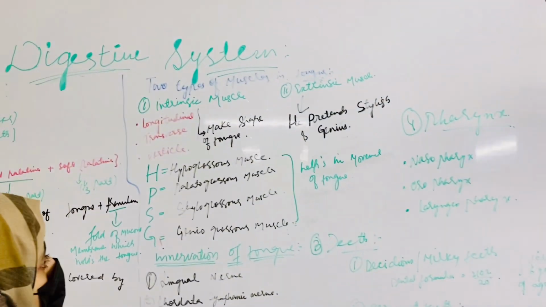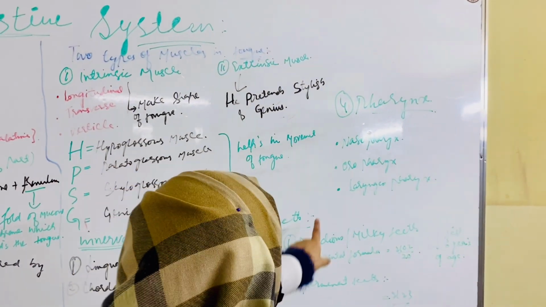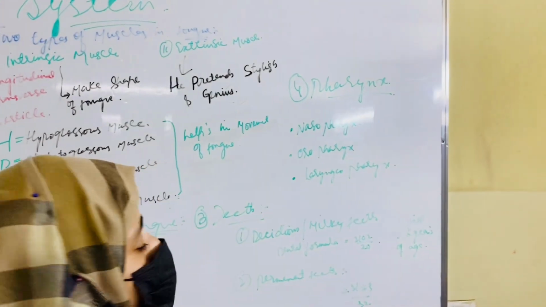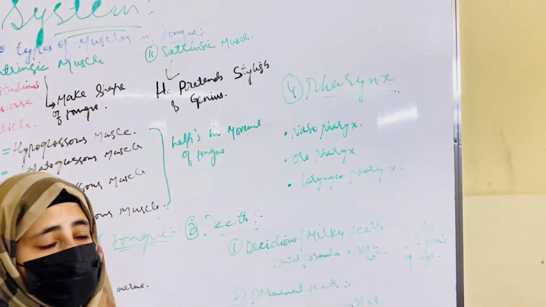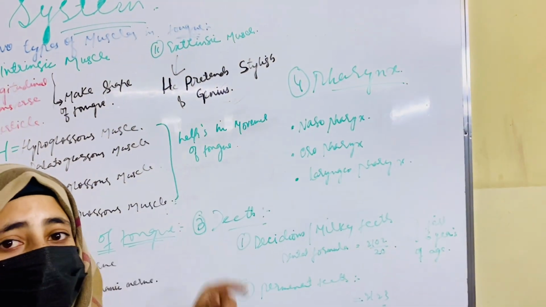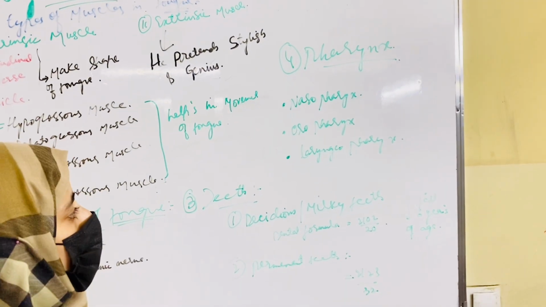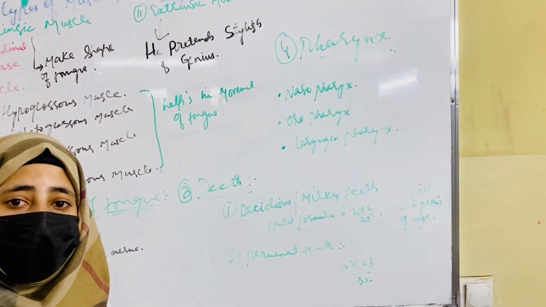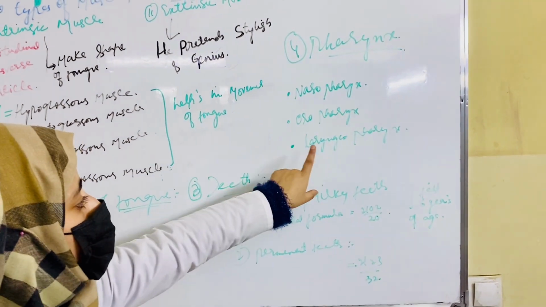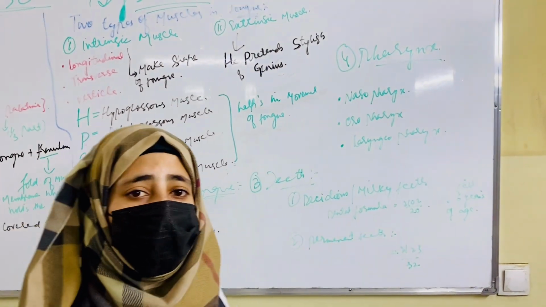And lastly, we have the fourth part of digestive system, that is pharynx. We have 3 parts of pharynx: nasopharynx, which is present behind the nose, the oropharynx, present behind the oral cavity, and the laryngopharynx, which is present behind the larynx.